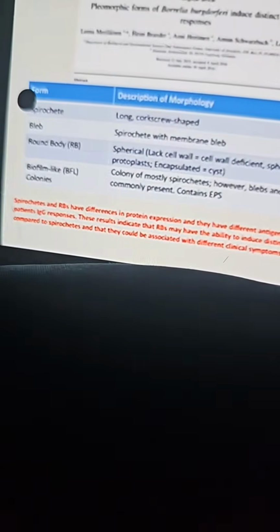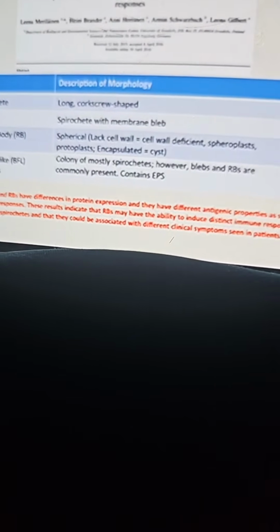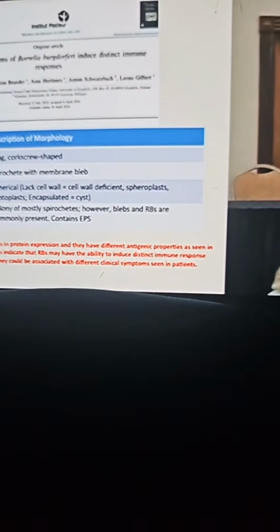So down at the bottom in the red, spirochetes and round bodies, they both have completely different protein expression, and so therefore they have different antigenic properties. And you can actually see this in an immune response. So you actually elicit a different immune response depending on which type of form of Borrelia you have. So the results of the paper indicate that round bodies have the ability to induce distinct immune responses compared to spirochetes, and that could actually be associated with different clinical symptoms.